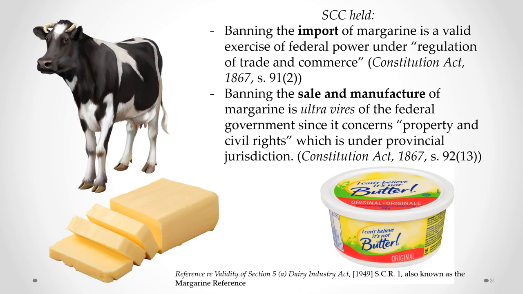But then the Supreme Court also said banning the sale and manufacture of margarine is ultra vires of the federal parliament. In other words, federal parliament does not have a right to ban the sale and manufacture of margarine because that concerns property and civil rights. And property and civil rights is a provincial power under Section 92. So that part, banning the sale and manufacture of margarine, was invalid. The federal parliament had no right to do that.